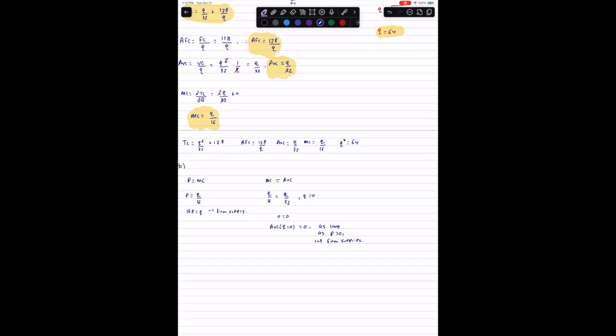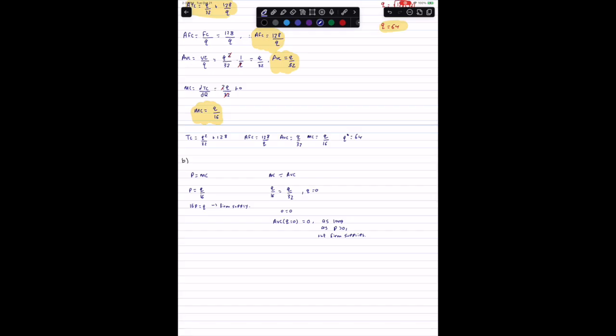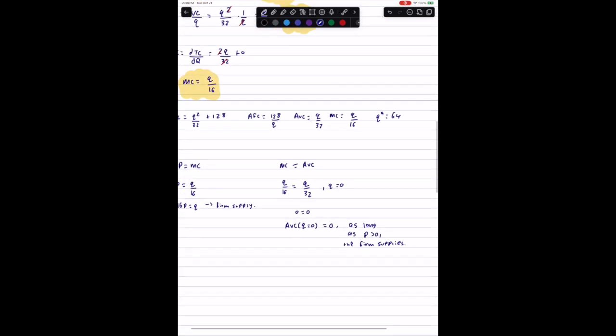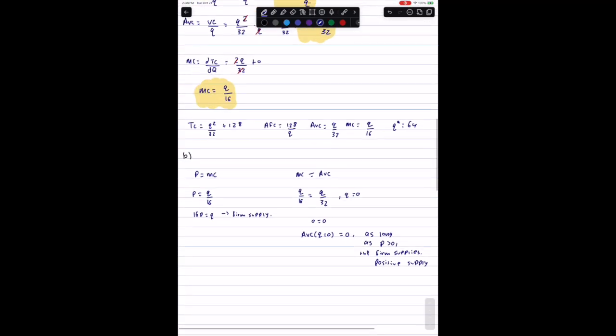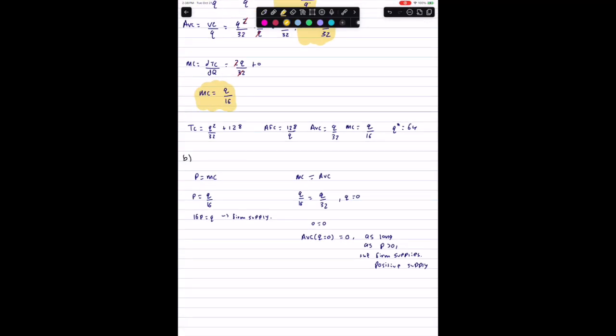This is what we're finding here, right? As long as your price is greater than the average variable cost for the quantity you produce, you supply. If it's less, you don't supply because you're losing money on every single item that you sell. In this case, we got lucky. As long as Q is greater than 0, as long as price is greater than 0, we supply. But definitely do this for other questions because this might not be the case. You might not get 0, right? So the firm supplies, positive supply, right? We know we set price equal to marginal cost. We know Q is equal to 16P.